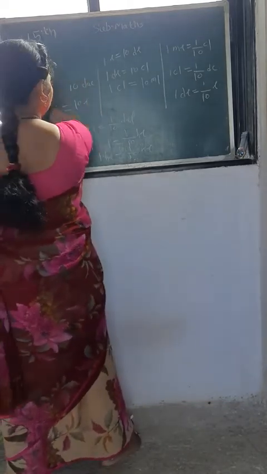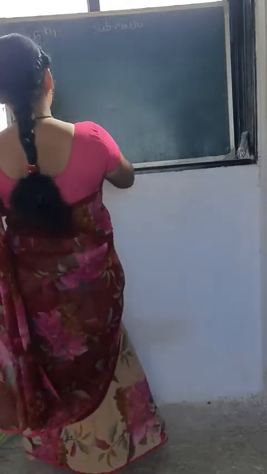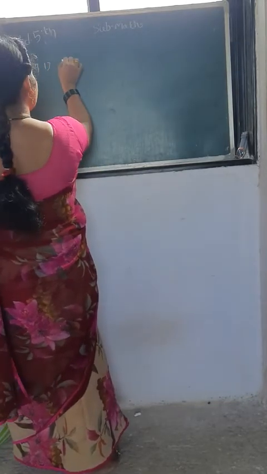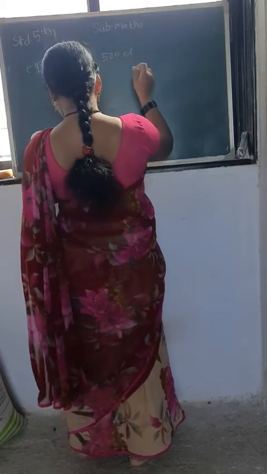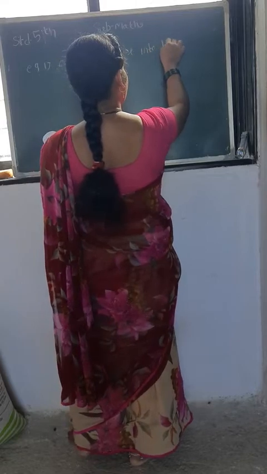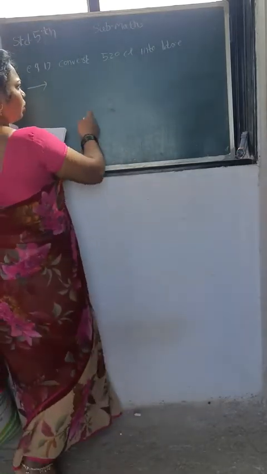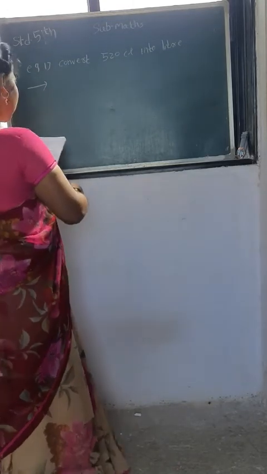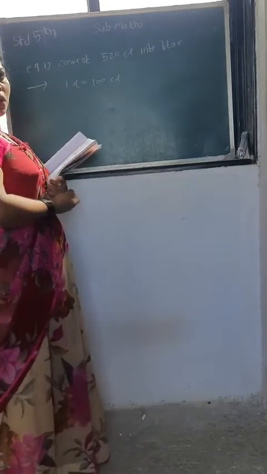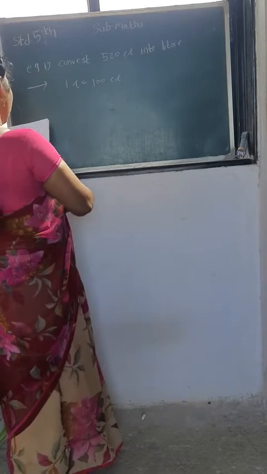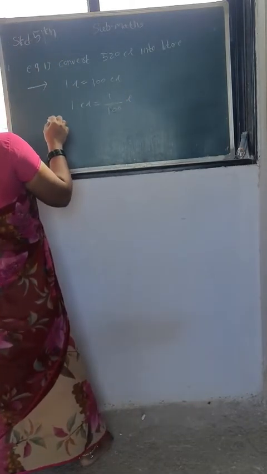For units of capacity, we see one example. First example is convert 520 centiliter into liter. In previous, we saw the conversion. First of all, the conversion of liter to centiliter is 1 liter is equal to 100 centiliter. Then 1 centiliter is equal to 1 upon 100 liter.